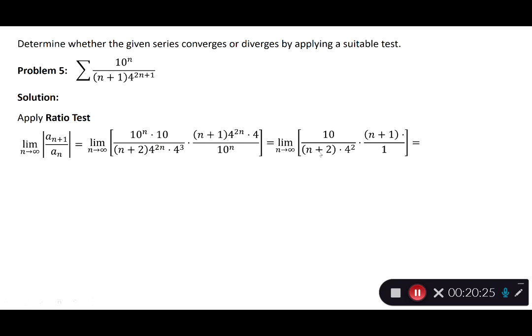And n plus 1 over n plus 2, that's just the limit of n plus 1 over n plus 2, which is the ratio of the leading coefficients, 1 over 1. So 10 over 16 times 1. So that's 10/16, which is less than 1. The series converges. You're beginning to get a hang of this one. So it's just a matter of applying the test.